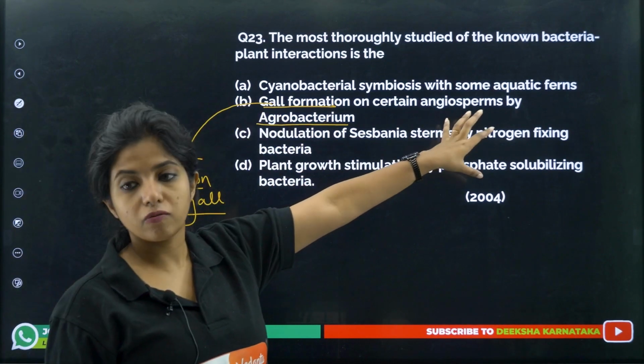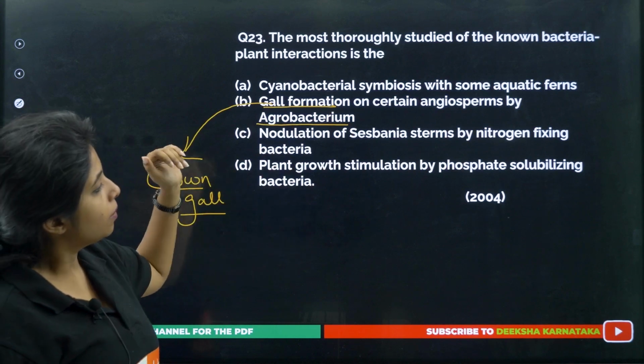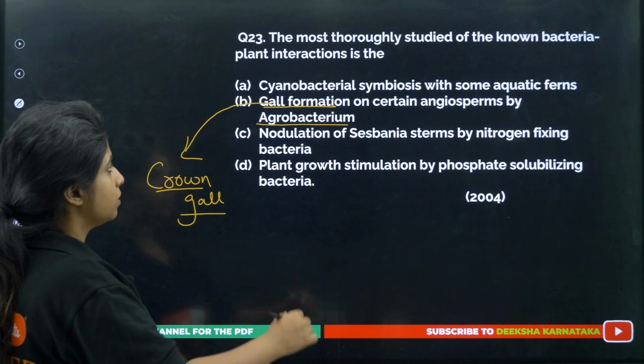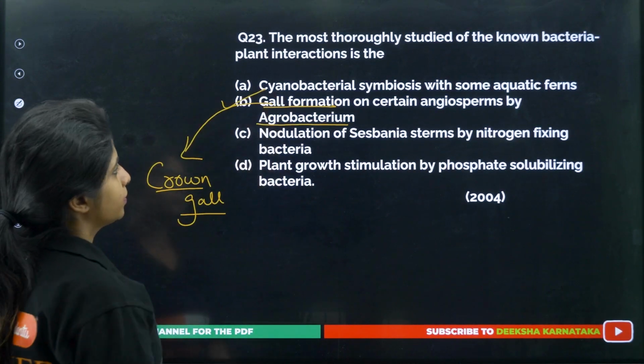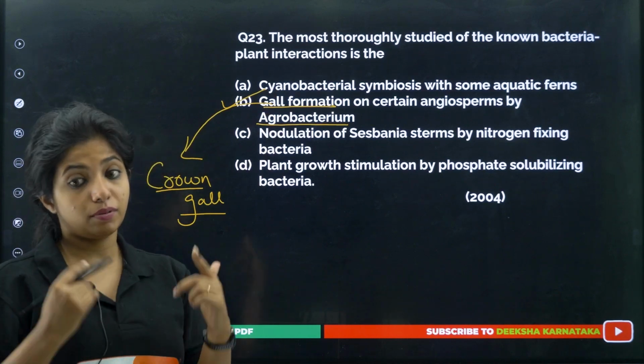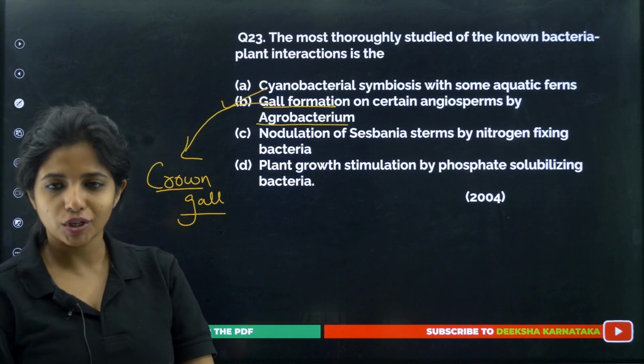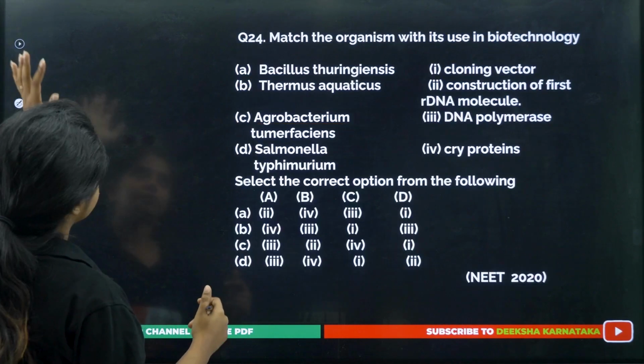Angiosperms means flowering plants. Nodulation of Sesbania stems by nitrogen fixing, plant growth stimulation by phosphate solubilizing bacteria. No. This is the answer. So every time you do question practice, the next question becomes easy for you. So you have to practice that. This is a 2004 question. Going ahead.